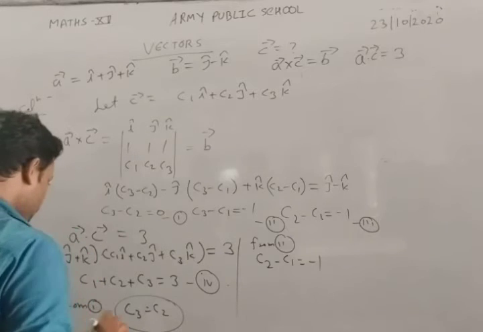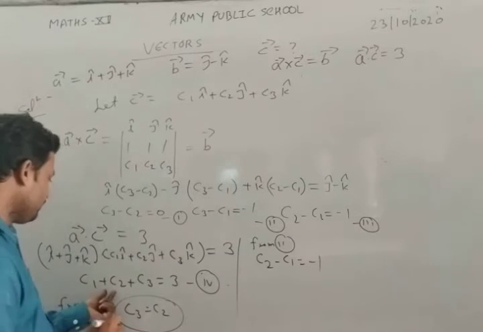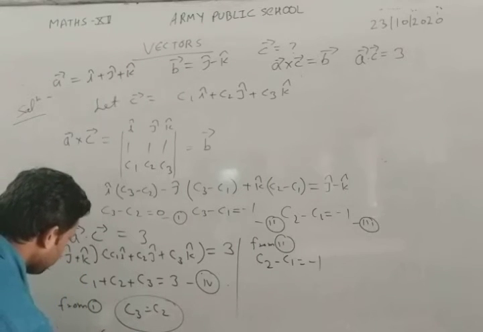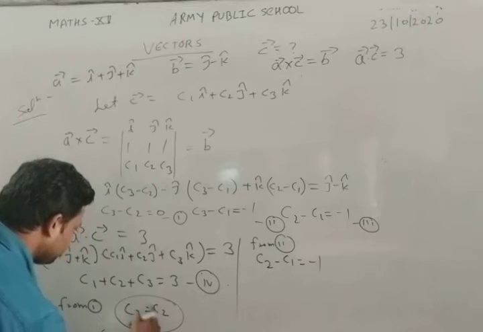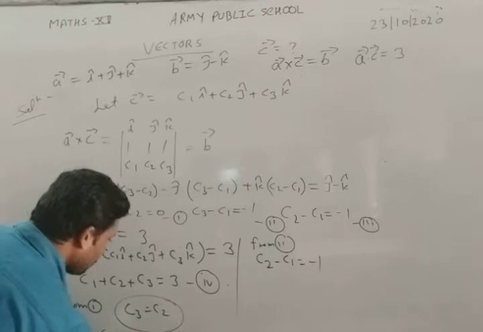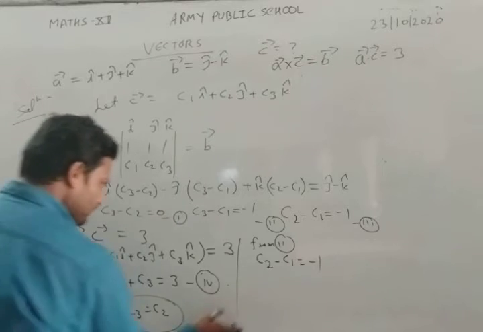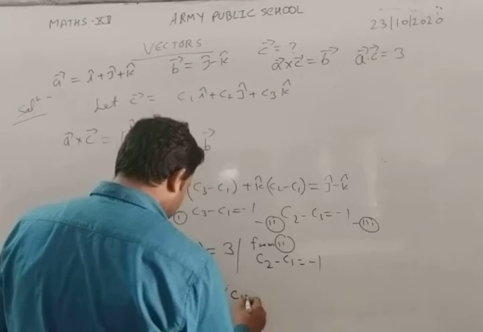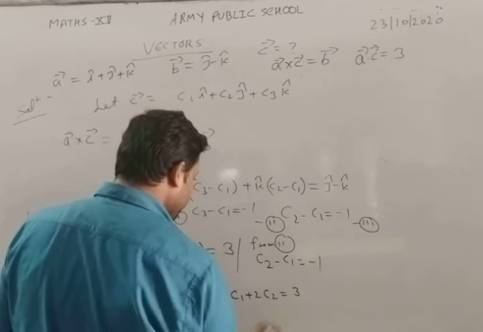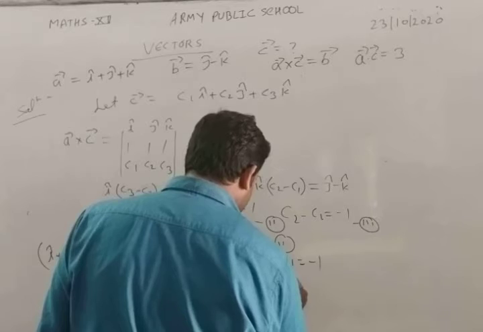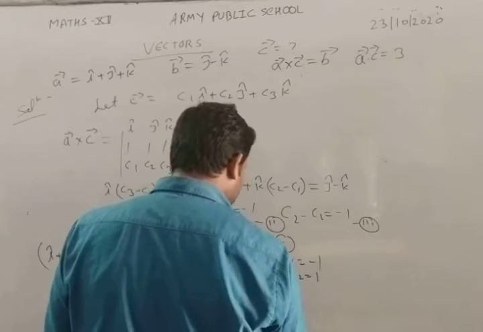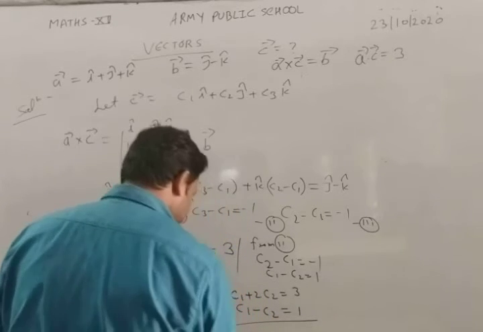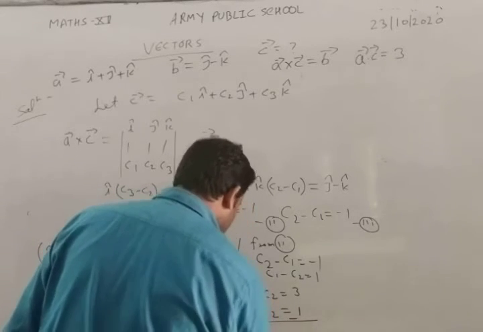Okay. Now we use the fourth equation. We get C1 plus C2 plus C2 is equal to 3. Okay. So C1 plus 2 C2 is equal to 3. Now C1 minus C2 is equal to 1. So that C1 minus C2 is equal to 1. We get minus 1 and plus 1 will be cancelled.